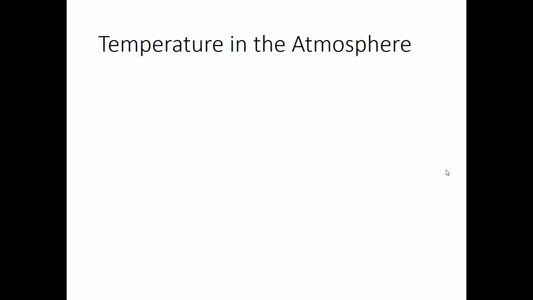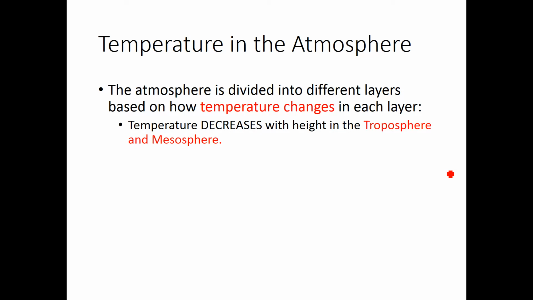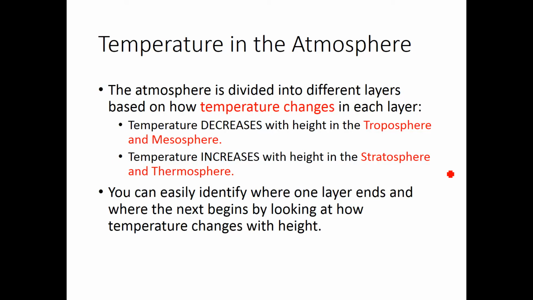The last thing I'll talk about is temperature in the atmosphere. If you notice, each one of these layers treated temperature differently. And we actually divide the atmosphere into these different layers based on these temperature changes. Temperature decreases with height in the troposphere and the mesosphere. Temperature increases with height in the stratosphere and the thermosphere. If we go back to that figure that I showed at the beginning of this talk about layers, you would notice that as you go up with height, temperature declines in the troposphere. It then levels off and begins to rise in the stratosphere. Then it levels off and begins to drop again in the mesosphere, and so on. You can easily identify where one layer ends and another begins by looking at these changes, where temperature stops decreasing, levels off, and starts increasing.